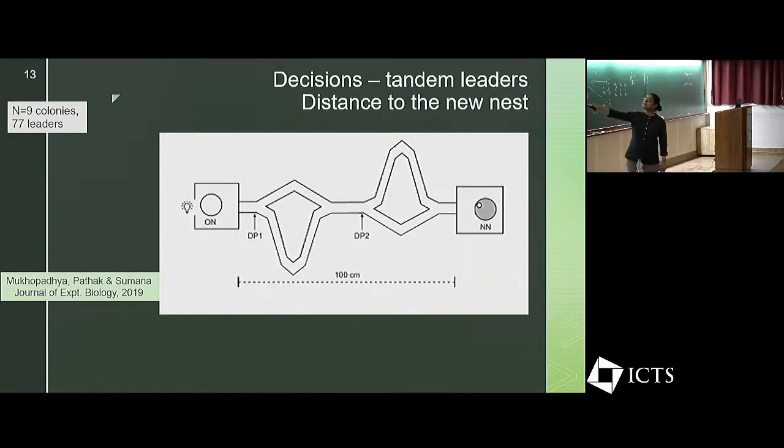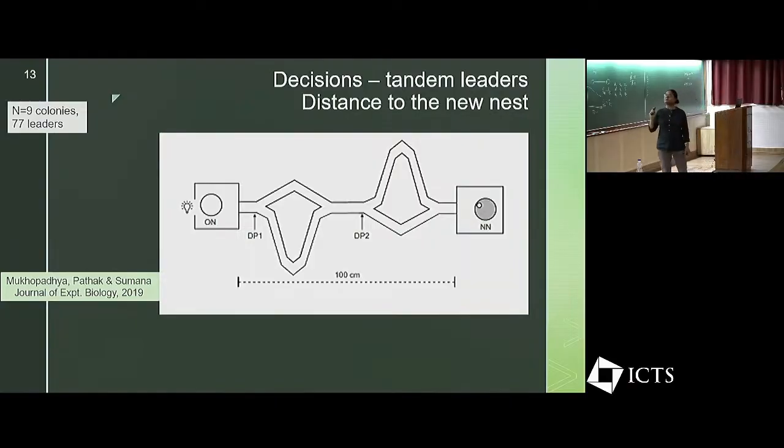So if they take the left, they will be going on the long route, right? So this is the scenario, the old nest and the new nest. Now the question is, will they take S, another S and reach here? Or will they take a combination of S and L and reach here? Or will they be taking L and reaching here? All right, that is the question that we asked.